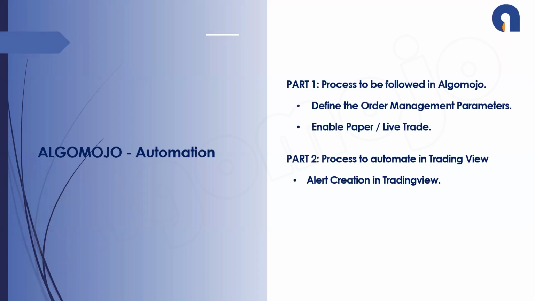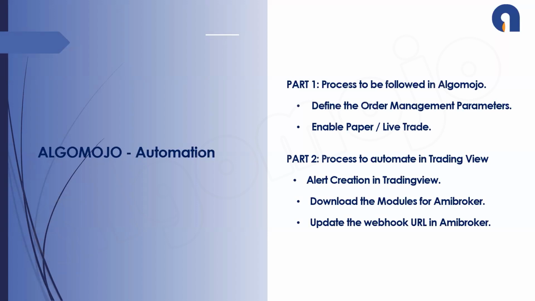We will look at how to do that. And if you are using Amibroker, then you have to download one or two modules depending on your strategy. And that's it. Just copy paste the webhook URL and one or two codes that we provide into TradingView or Amibroker, and you're done. So any signals coming from the platform will be automatically executed in your broker account.